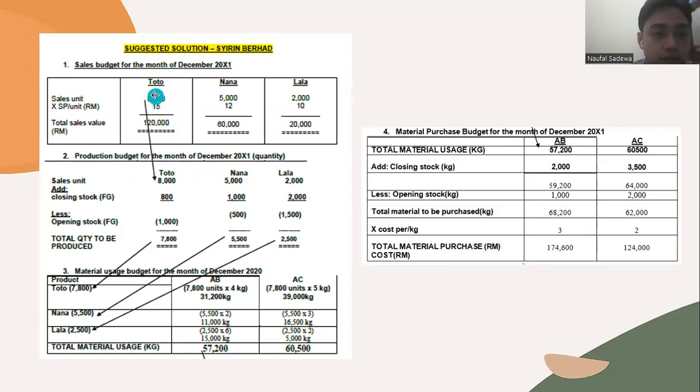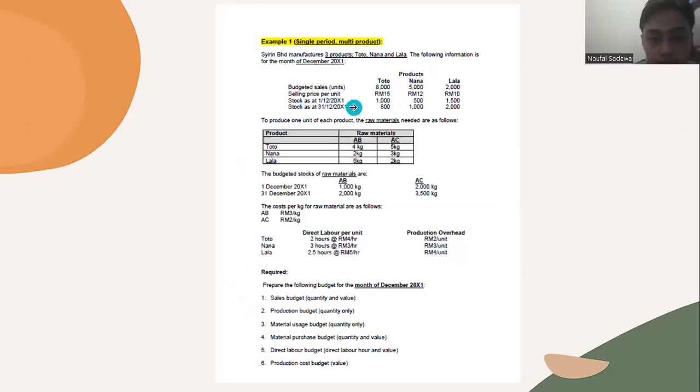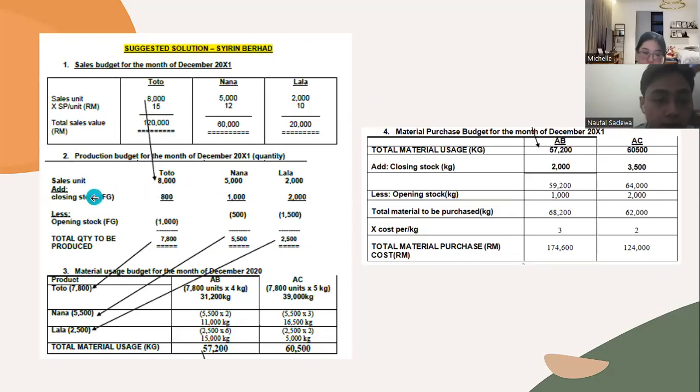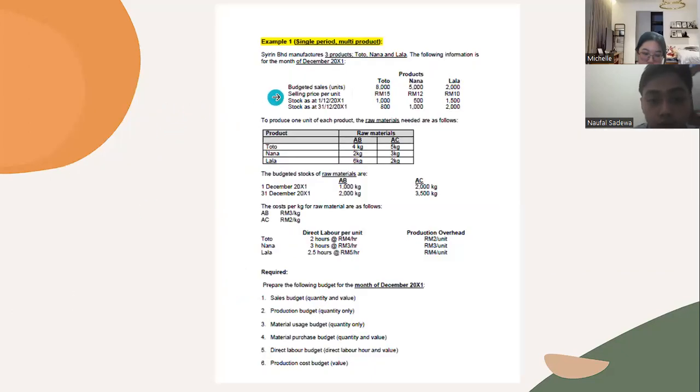The data from the first thing here, we have to put the sales unit here. Toto, Nana, and Lala, it's similar, put in here. And then we add the cost in stock, it's provided here. For Toto it is 800, Nana 1000, and then Lala 2000. We add all of this value inside this table, and then we decrease or list with the opening stock. It is also provided here.